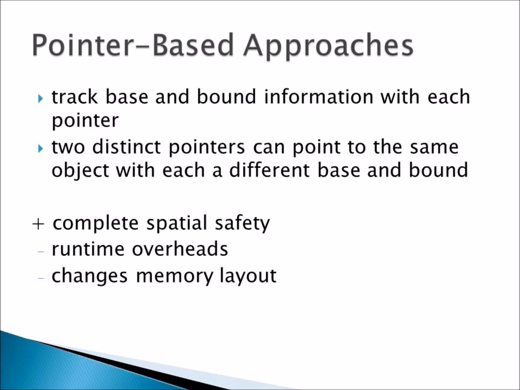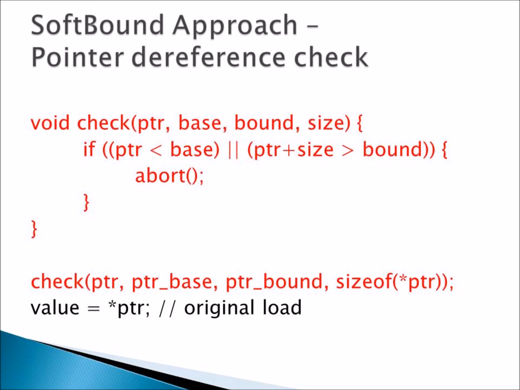will be detected. The pointer-based approach will track base and bound information with each pointer instead of the object. So two distinct pointers can point to the same object with each a different base and bound data. The advantage over the object-based approach is that complete spatial safety can be enforced. The disadvantages are, however, that checking this for each pointer leads to runtime overhead and the memory layout is changed.